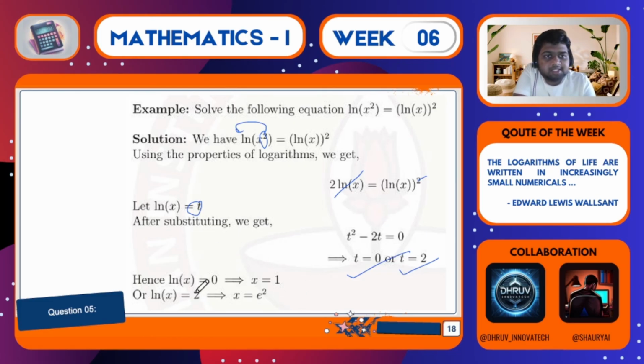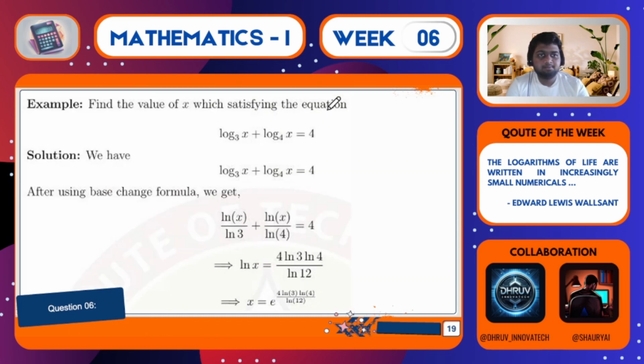So here you can see that two values are possible. Ln x equals 0 is when x is equal to 1, and ln x equals 2 if x is equal to e square. The reason is because when you substitute e square, 2 will come in front, and then ln of e means base is e and value is e, so both of them will get cancelled. So the remainder will be 2. That's why.